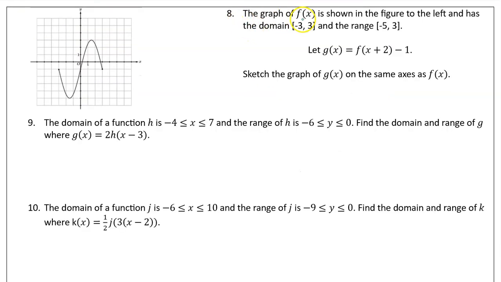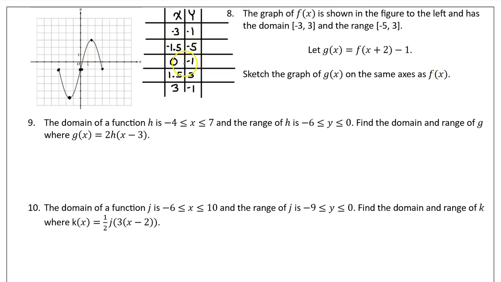Number 8. The graph of f of x is shown in the figure to the left and has a domain of -3 to +3 and a range of -5 to 3. Let g of x equal f at x plus 2 minus 1. Sketch the graph of g of x on the same axes as f of x.